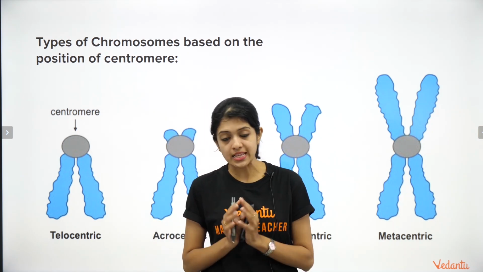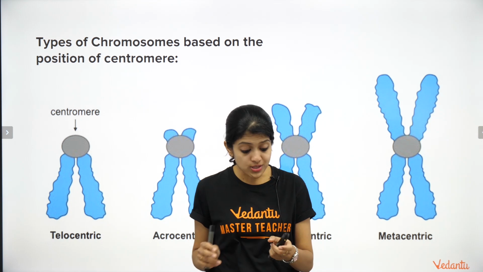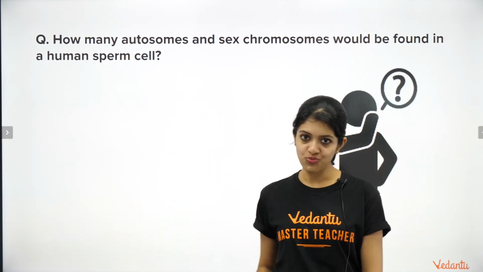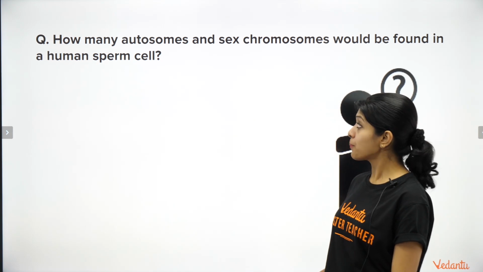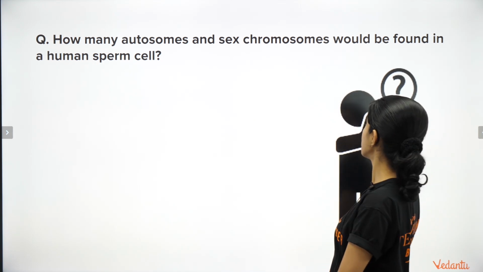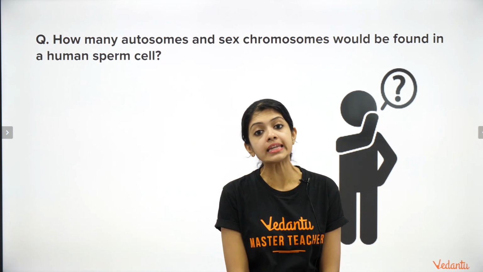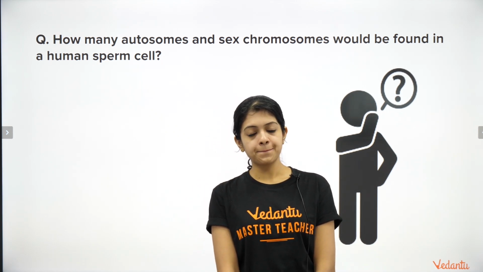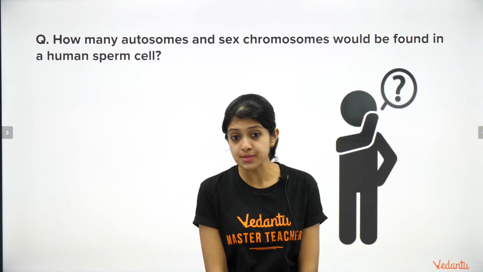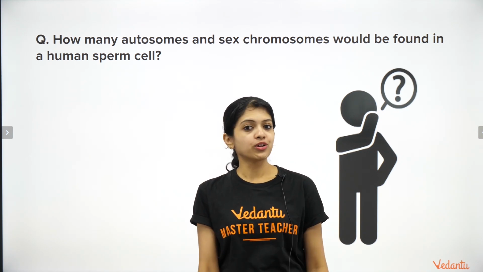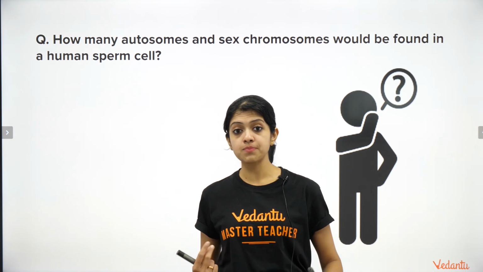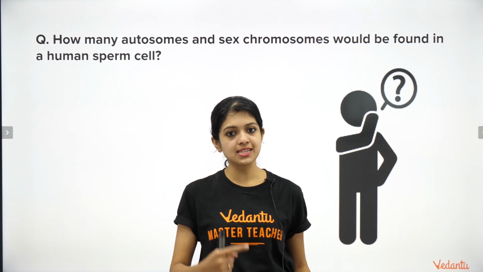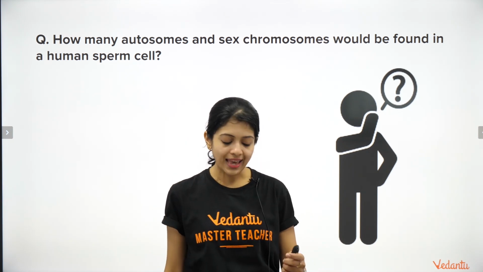DNA and genes. But before signing off for today, let me give you one homework question, which is how many autosomes and sex chromosomes would be found in a human sperm cell? So I'm sure all of you are smart enough to come up with quick answers, but let's see who comes up with the best answer and the quickest answer. And I will be discussing that, of course, in the next class.